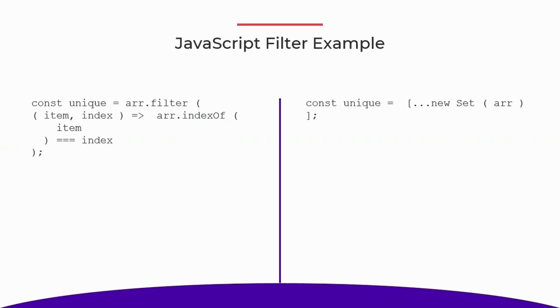The Set approach not only performs better but also expresses the intent more clearly. You want unique values, and Set is specifically designed for that purpose. By following Copilot's suggestions, you can write code that is not only more performant, but also more maintainable and easier to understand.